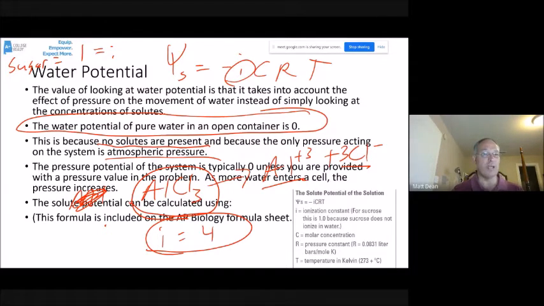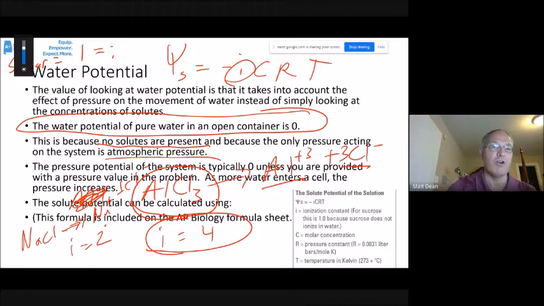In almost all cases, in all cases I've ever seen them put on the AP exam, the salts they've used are something simple like NaCl, which typically is going to break into two ions. In this case, Na plus and Cl minus. So for most salts that you're going to see in AP Bio, I is going to be 2. For all sugars, I is going to be 1.